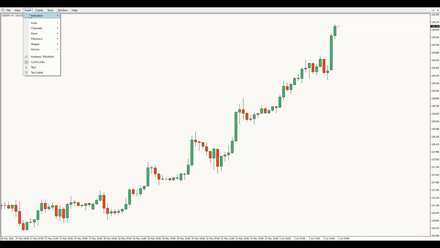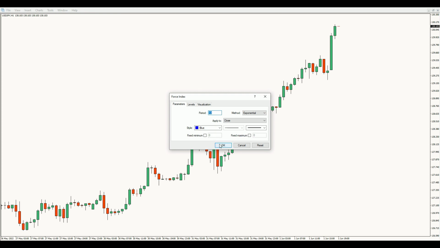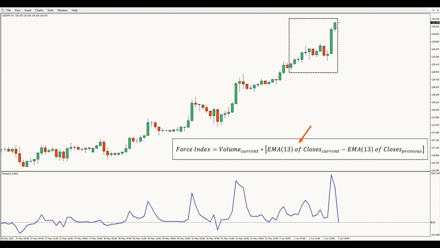MT4 includes the Force Index under the Oscillators section, but it uses a slightly different formula. Suppose you use a 13-period exponential smoothing. This is the 13-period EMA of prices, starting from the current bar, while this is the same 13-period EMA, but starting from the previous bar. The difference between these values is then multiplied by volume. For the most part, the indicator outputs are very similar, and both versions can be used interchangeably.